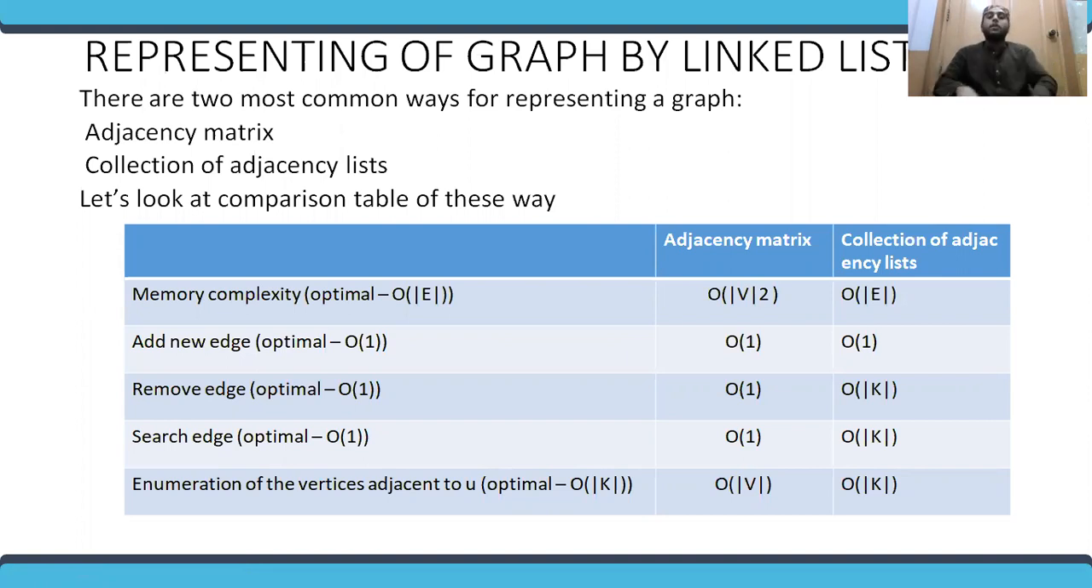Let's look at the comparison table, where memory comparison is shown. Add new edge is optimal O(1), remove edge is optimal O(1), search edge is optimal O(1) for the adjacency matrix. These are the adjacency matrices, and the collection of the adjacency lists. Let's move to the second slide.